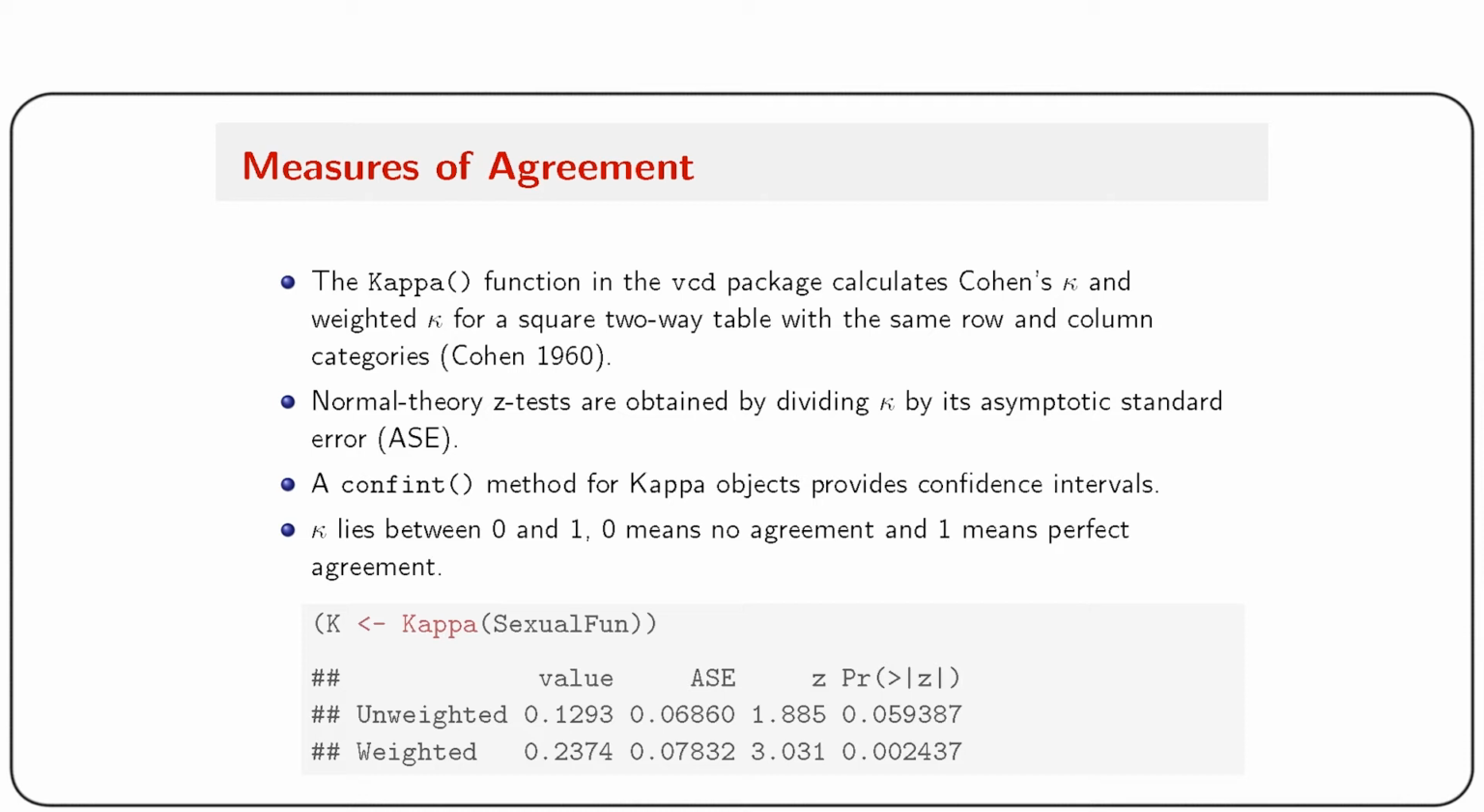So the Kappa function, with the sexual fun data, can be used here. Just pass the sexual fun data within the Kappa function, where Kappa is written with an uppercase K, and it will give you the measures of agreement, unweighted and weighted. The values and p-values are given; the unweighted was not significant but the weighted values are significant, but the kappa value is 0.23. So the positive association agreement is there but it is a weak agreement.